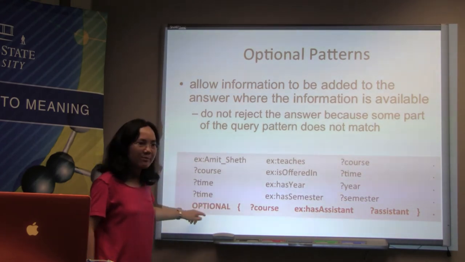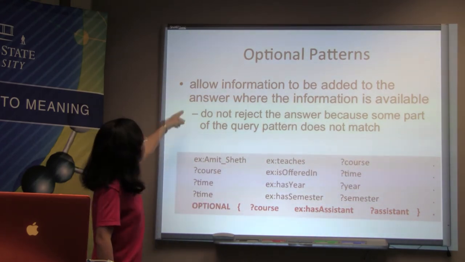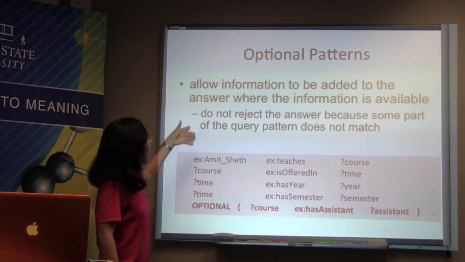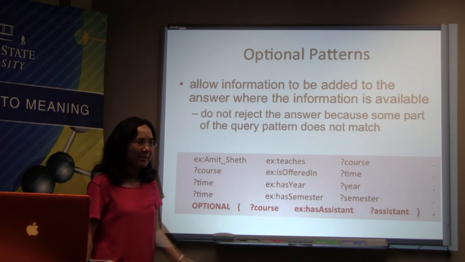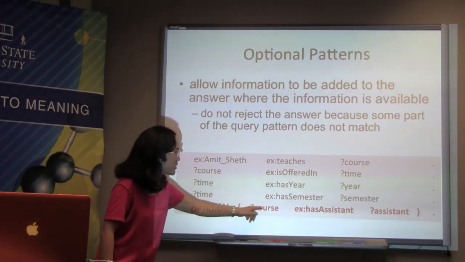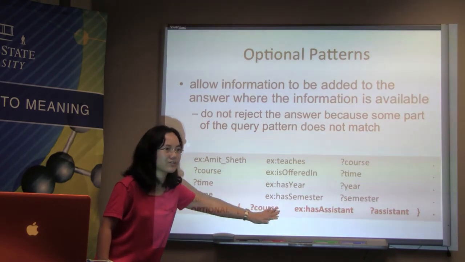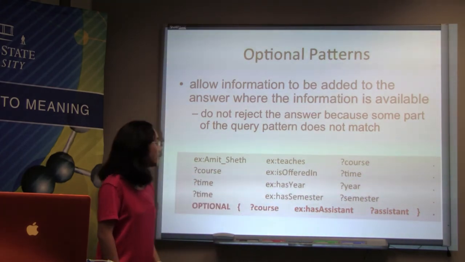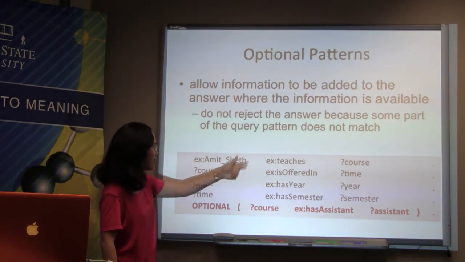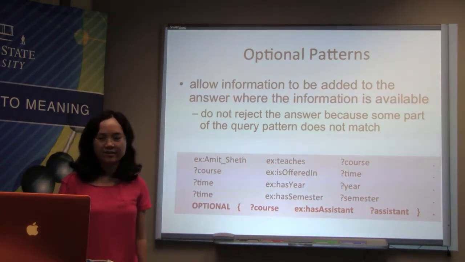But if we put the optional here, that means do not reject the answers because some part of the query patterns does not match. So if we put the optional here, even though the course has an assistant, there are no triples with these patterns, it still gets the result that we specified for the course, semester, and year.